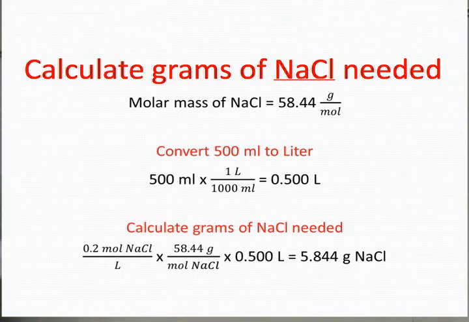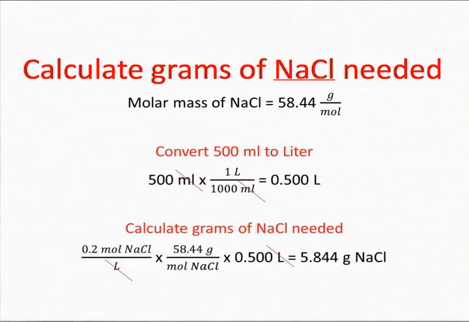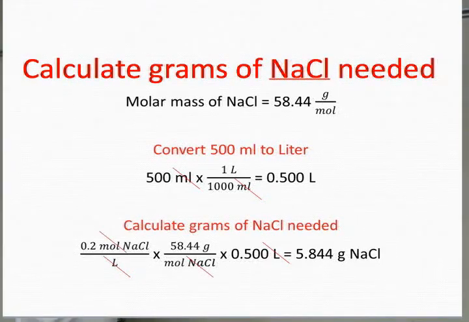First, we have the molarity, 0.200 moles per liter. That's the solution we want to make. We have the volume, 0.5 liters. 500 milliliters is the same as 0.5 liters. Notice, liters cancel. And then finally, we multiply by the molar mass, 58.44 grams per mole, and notice moles cancel, and we are left with 5.844 grams of NaCl that we need to weigh to make the solution.